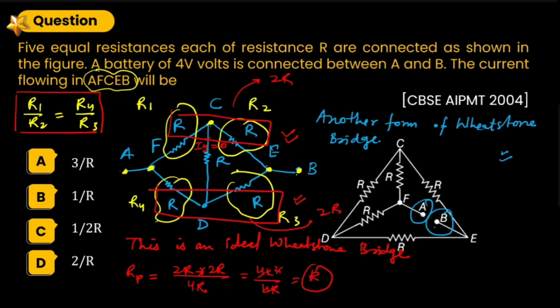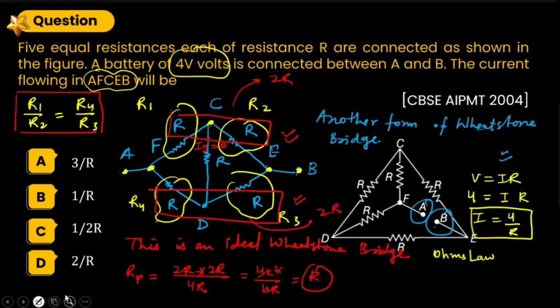All right. So we got the value of net resistance. And in order to find out the value of current, it is given that the battery is of 4 volt. So using Ohm's law again, V is nothing but IR. Potential is 4, current is something we have to find, and net resistance of the circuit is found to be R. So current is going to be 4 by R.